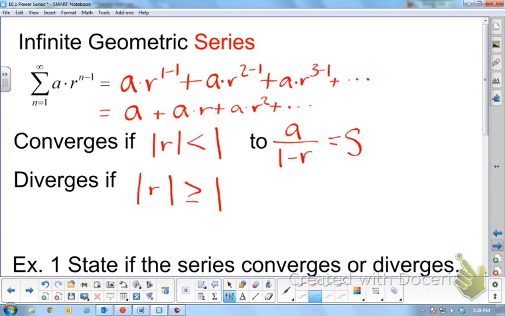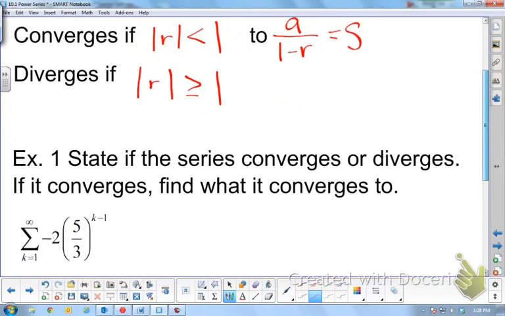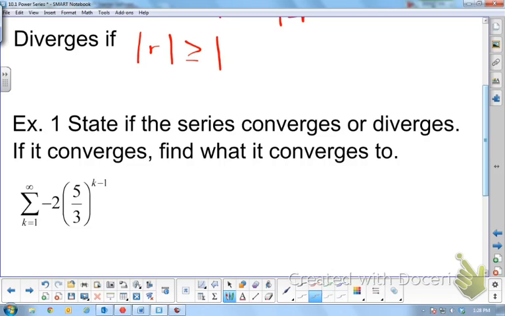So let's look at some geometric series. So let's decide if this series converges or diverges. If it converges, I want you to find what it converges to. So I want you to find the sum. I want to know what this series adds up to be.